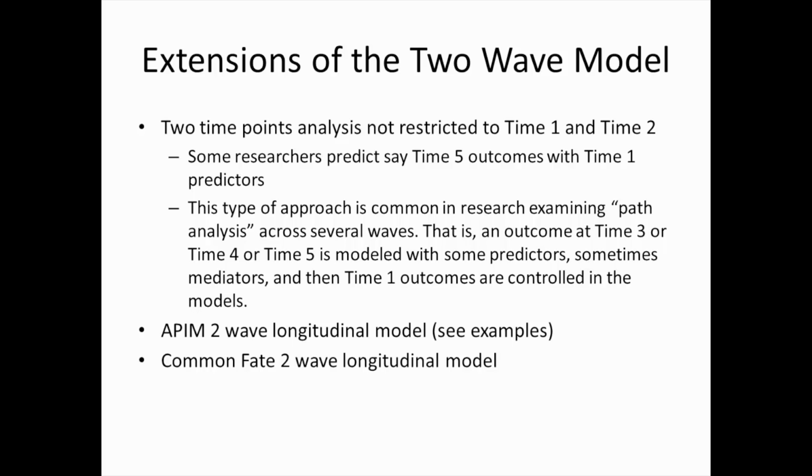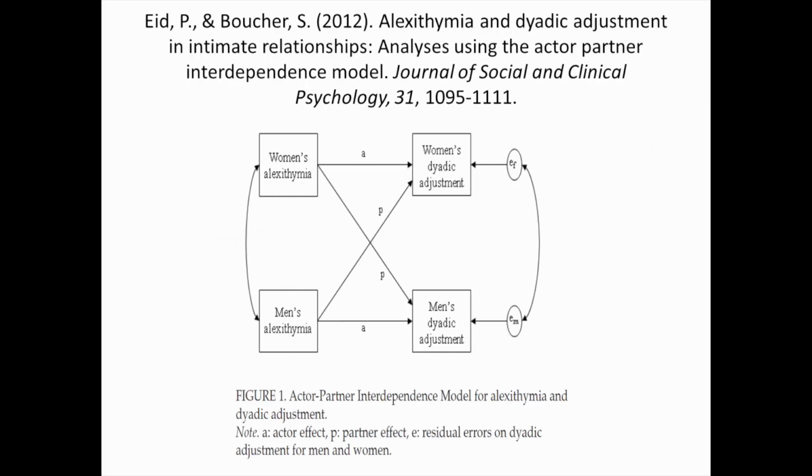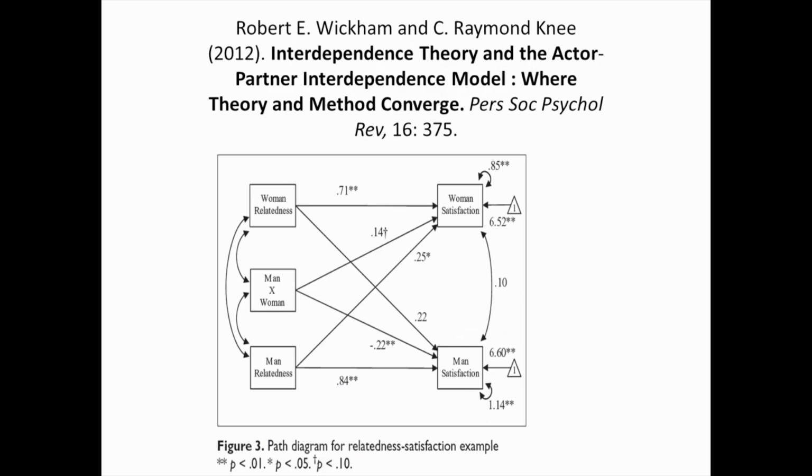Some examples of other extensions are the actor-partner independence model and a common fate model of a longitudinal model. I've got a couple of examples here. Here's an actor-partner model with depression in men and women predicting, actually this is probably husbands and wives predicting dyadic adjustment. Here we have an interesting way of thinking about an actor-partner model with an interaction between man and woman predicting satisfaction.